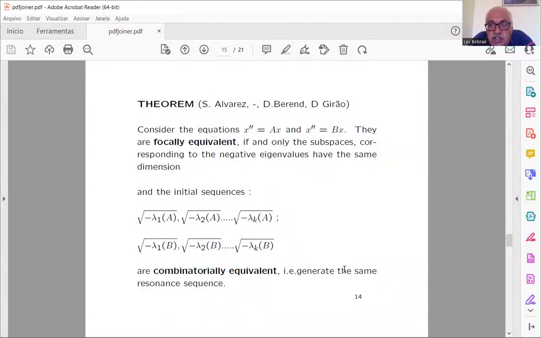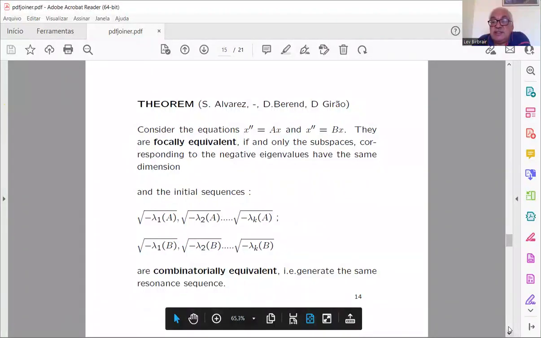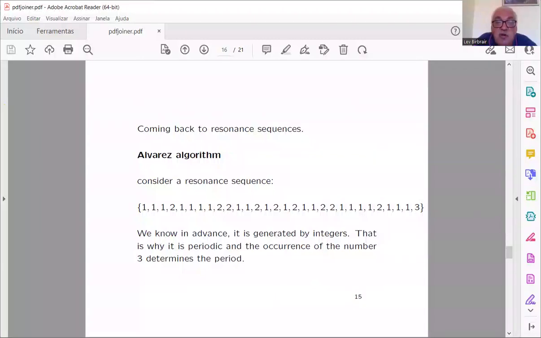And then I won't tell you the proof, but I would like to show how one can reconstruct the initial sequence from the resonance sequence in some three-dimensional case. This is a nice theorem and a nice algorithm provided by Sergio Alvarez, also a young Brazilian mathematician who now works at Santa Cruz University, and he is an extremely promising mathematician.